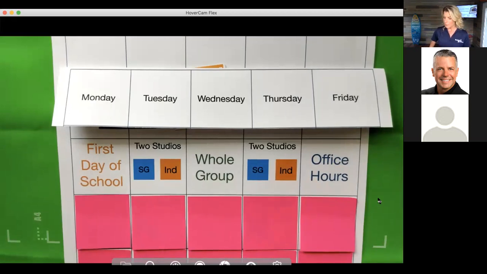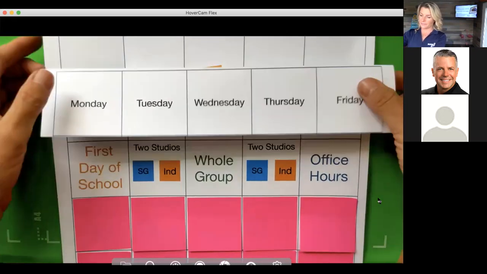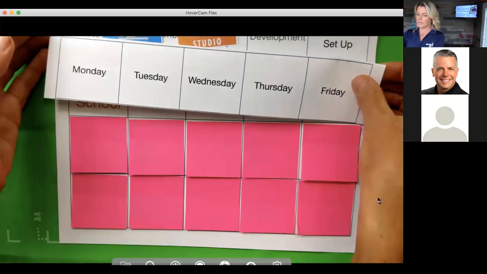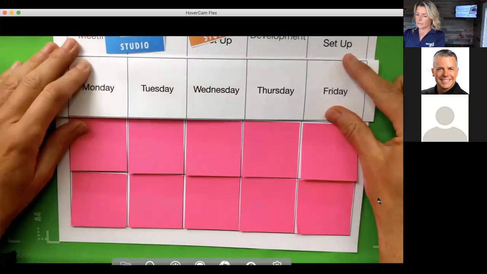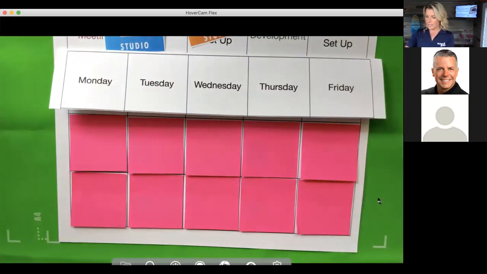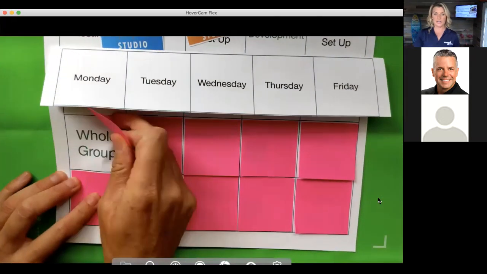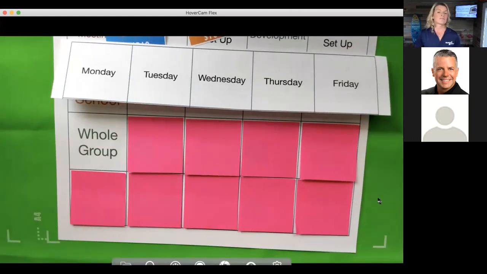Okay, so what does the second week look like? Let's keep rolling. The second week, so week 2, we have the same thing. So now on Monday, I'm going to do whole group instruction, meaning I'm going to bring everybody online and we're going to talk to them.